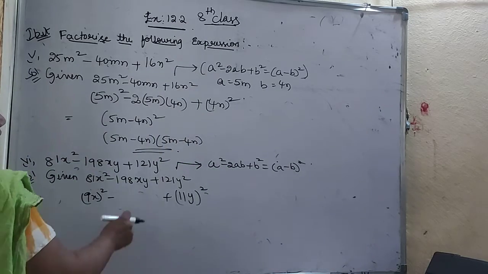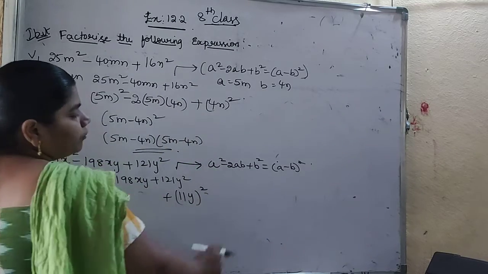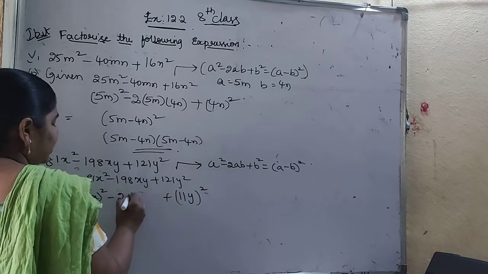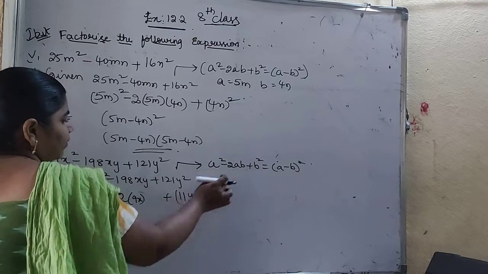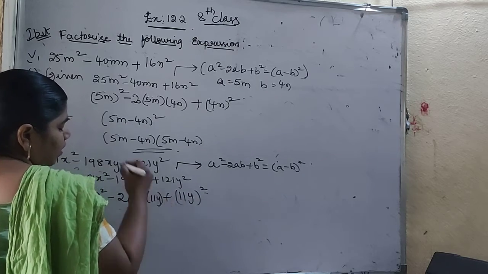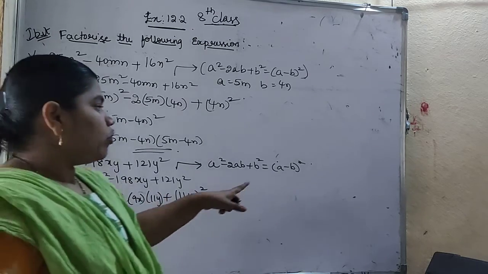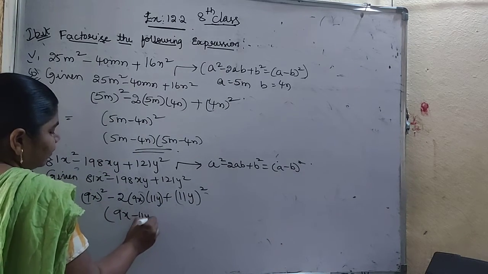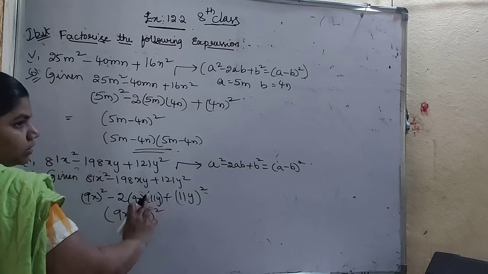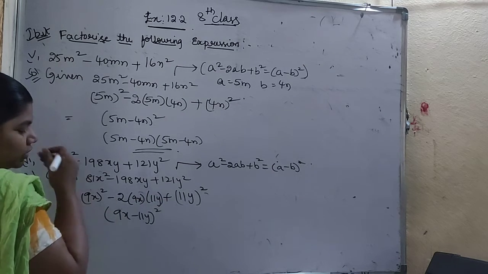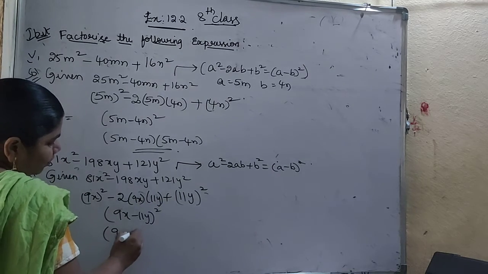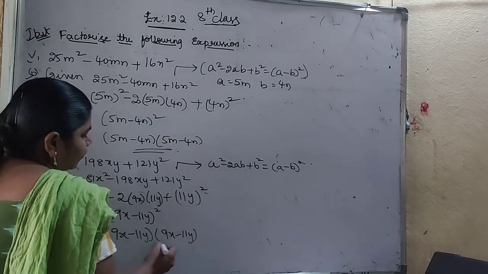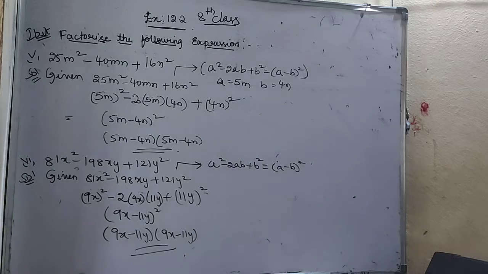Now this 198xy should be split in the form of 2ab. This 2 is a constant value, the a value is 9x, the b value is 11y. So now we can write it in the form of a minus b whole square, that is 9x minus 11y whole square. We can split this into 2 times because it is a square value. So 9x minus 11y into 9x minus 11y. So this is our 6th solution.